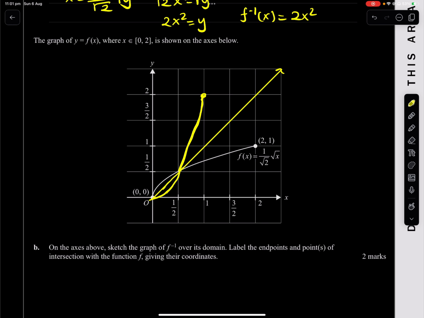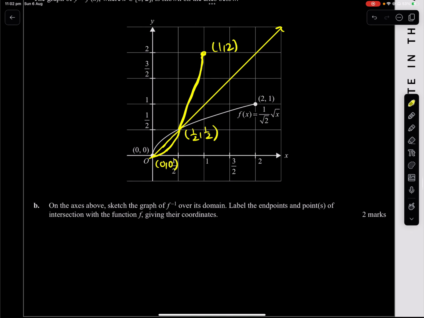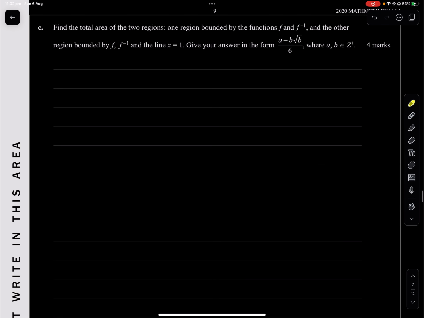And on the axis, sketch the graph of the domain, label the endpoints. So this endpoint will be 1, 2. This will be 0, 0. This here would be half, half. Point of intersection and give their coordinates. Very nice and easy.